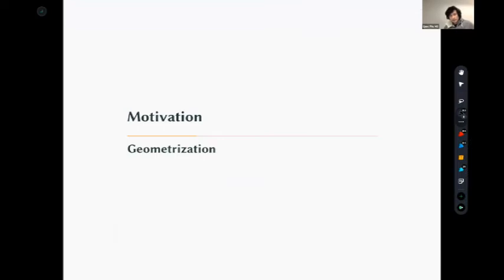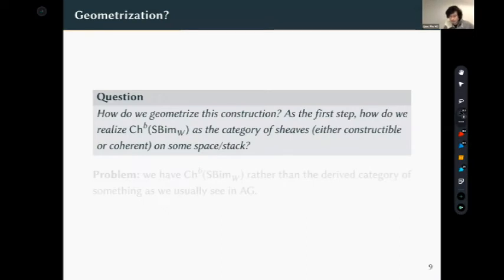Okay, so now it's the motivation. The third part of the motivation is to geometrize this construction. So the question is, how do we geometrize this construction? That's the first step. How do we realize this homotopy category of chain complexes of circle by modules as the category of some sort of sheaves, either constructible or coherent sheaves, on some space or stack? Maybe in 5 minutes, I will explain more why we care about geometrization, but let me actually describe the problem first and then go there.